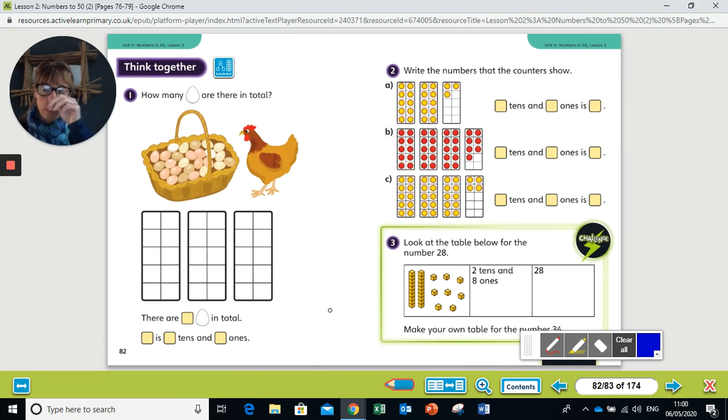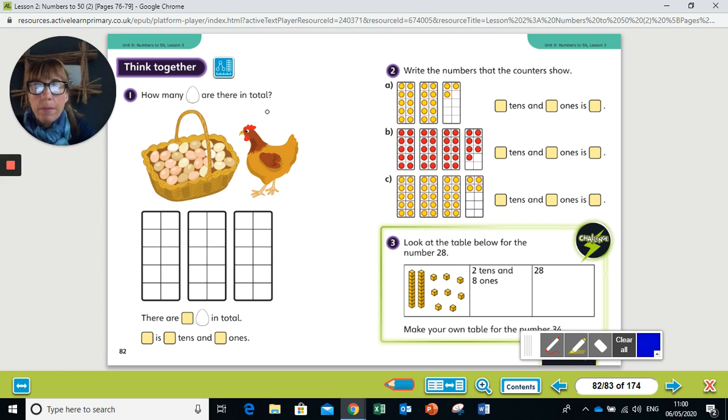Right, this is where we've got to do it all by ourselves. We have to think together. Miss Tate's going to need some help today because my brain's not really switched on. So I need you to really help me with these questions. Are we ready? How many eggs are there in total? So we've got another basket of eggs to count. So how am I going to count them? How am I going to know how many eggs we've got all together?